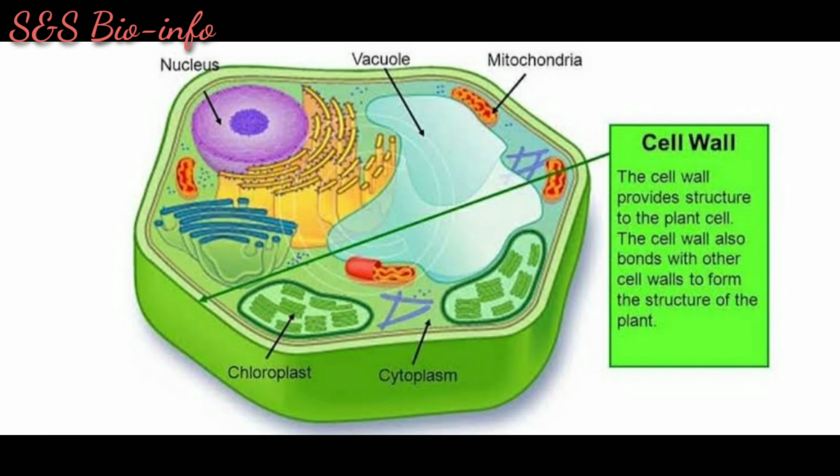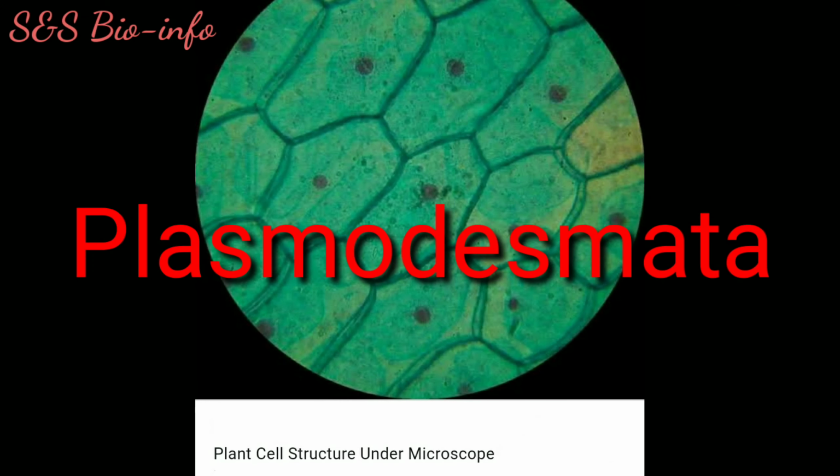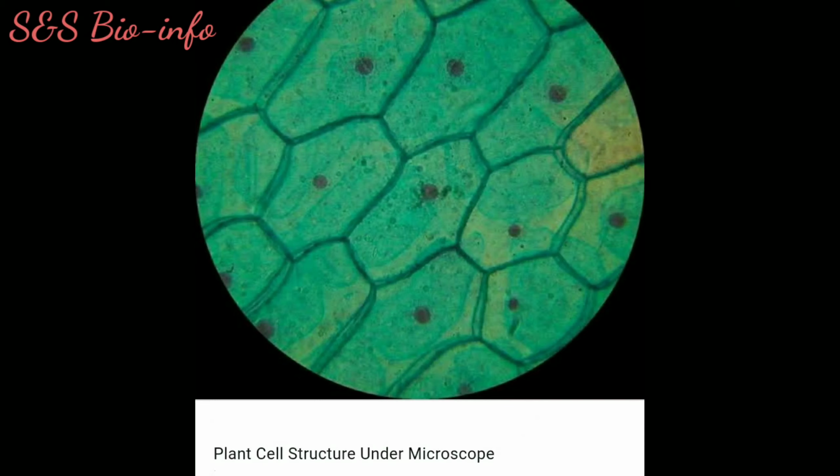The cell wall provides structure to the plant cell. The cell wall also bonds with other cell walls to form the structure of the plant. The cell wall is the outer rigid covering of the plant cell. It has pores in it. It communicates with the adjacent cell through a specific channel called plasmodesmata. Now you can see a plant cell structure that is observed under a microscope.